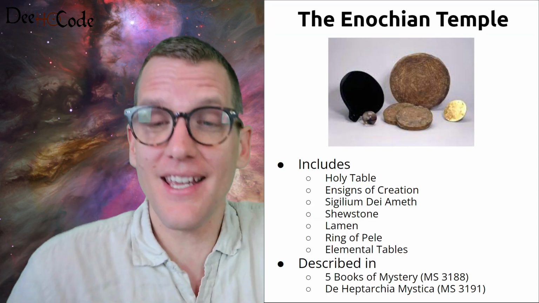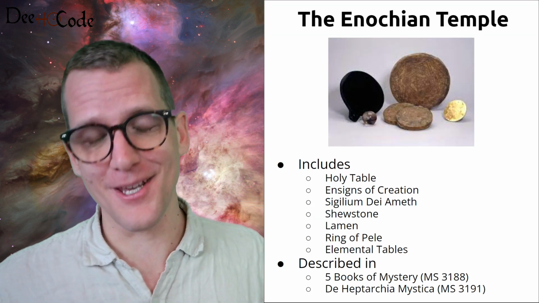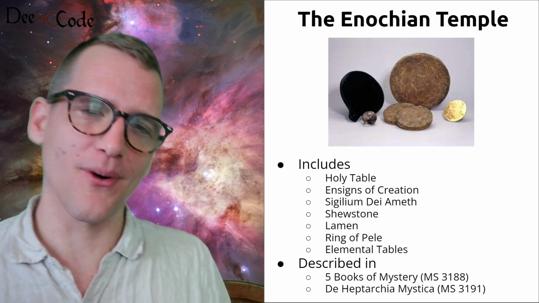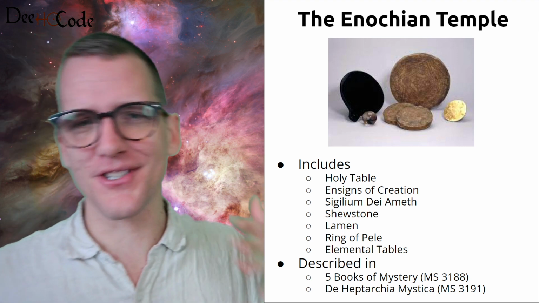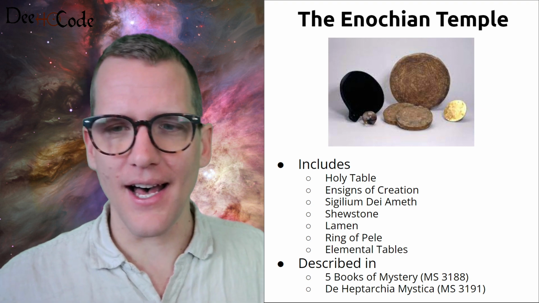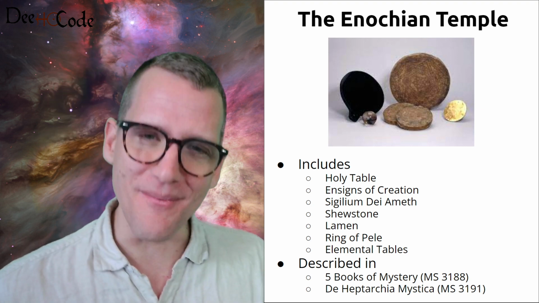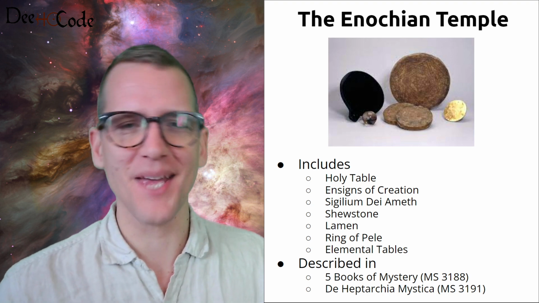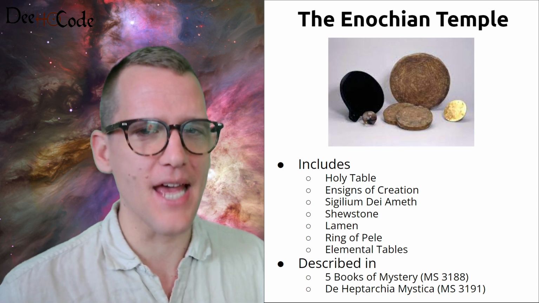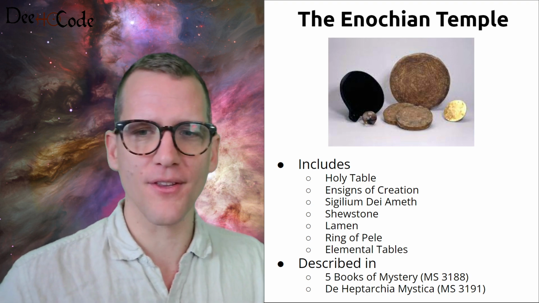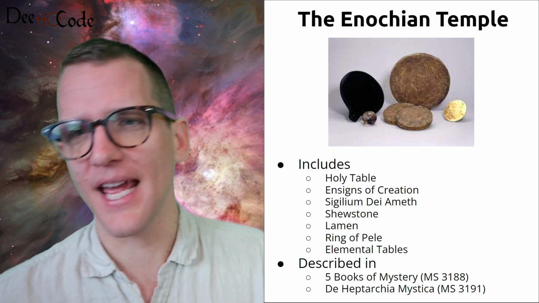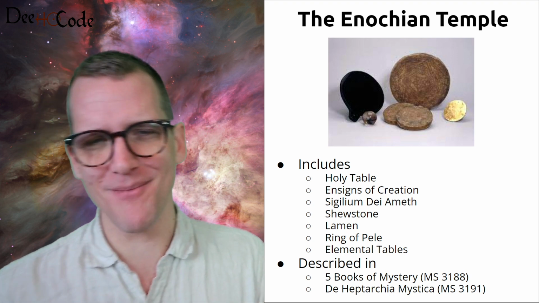So, the Enochian Temple is where Enochian magic is done. This is where communications with angels happen through scrying. And it includes a number of different elements and tools: the Holy Table, Ensigns of Creation, Sigilium Dei Ameth, the Shewstone, the Lamen, the Ring of Pele, the elemental tables.